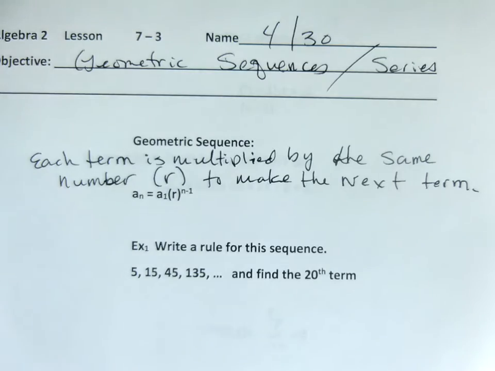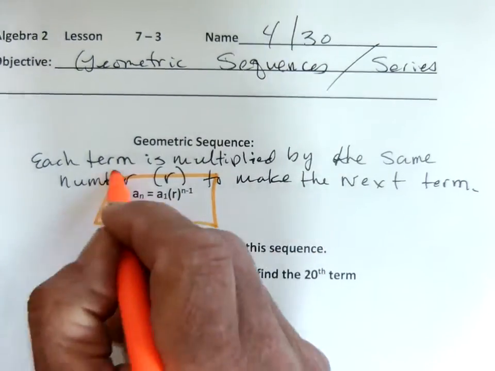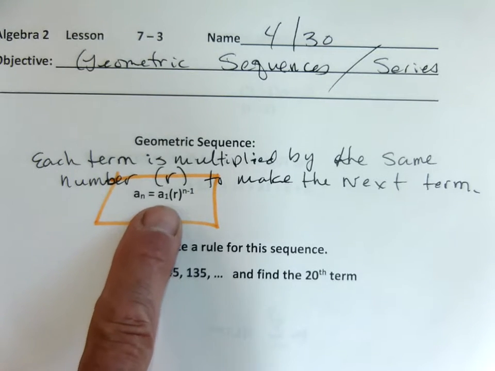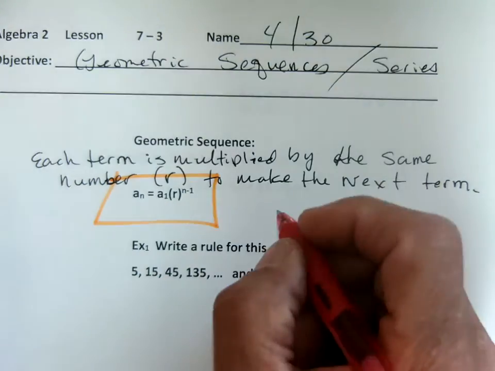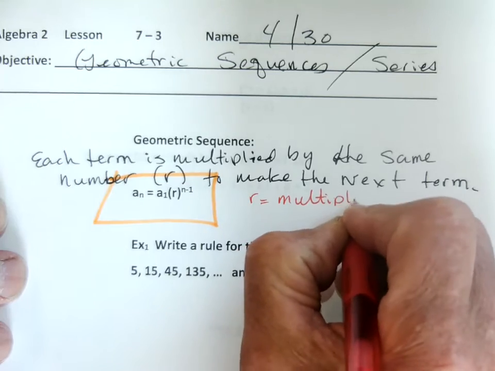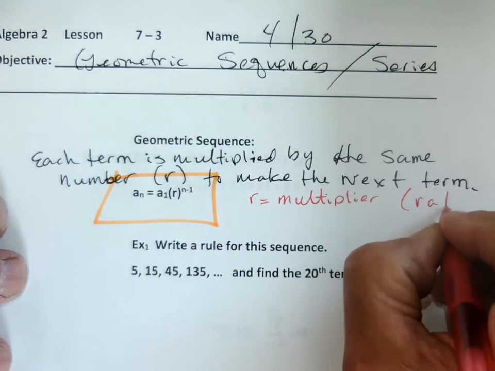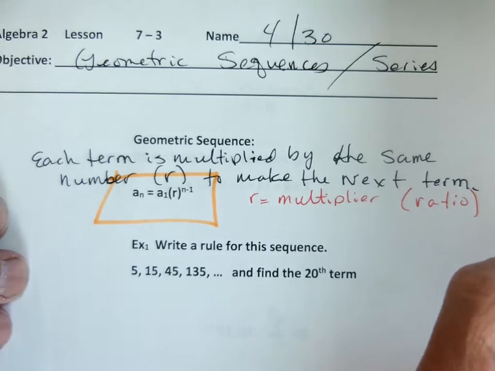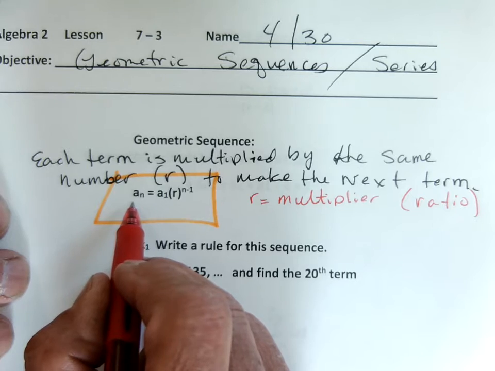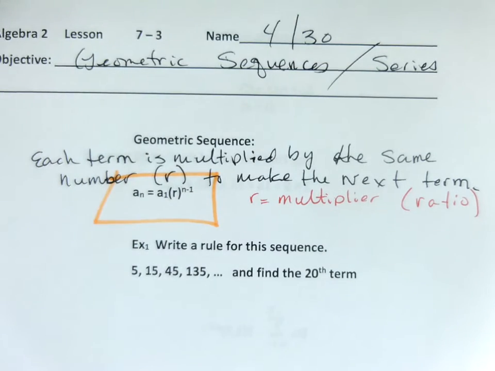So we have a formula. And our multiplier is R. So R is the multiplier, and it's called a ratio, okay? A1 we know is the first term. A of n is our last term, or the term we want to make. And n is the number of terms, okay? So it's very similar except for the fact that it's a slightly different formula, okay? So let's look at example 1.